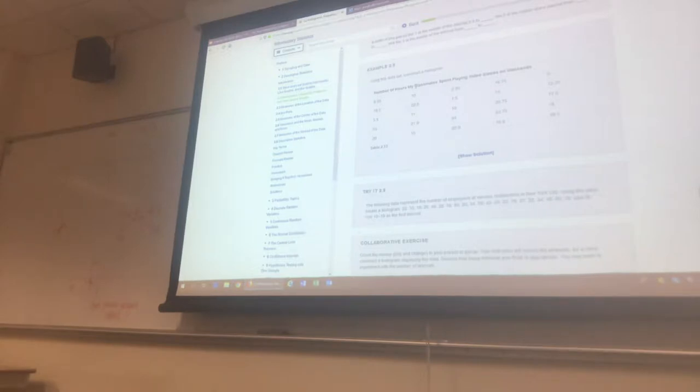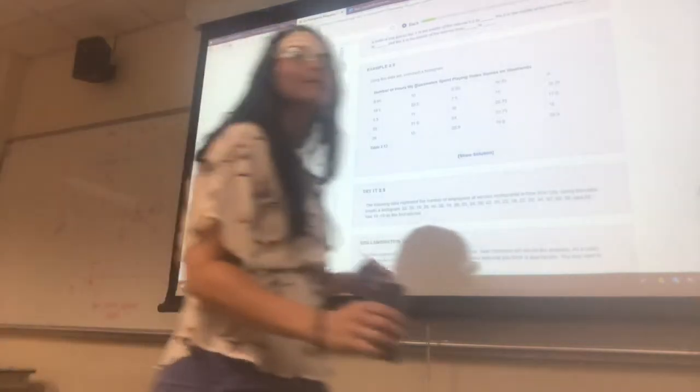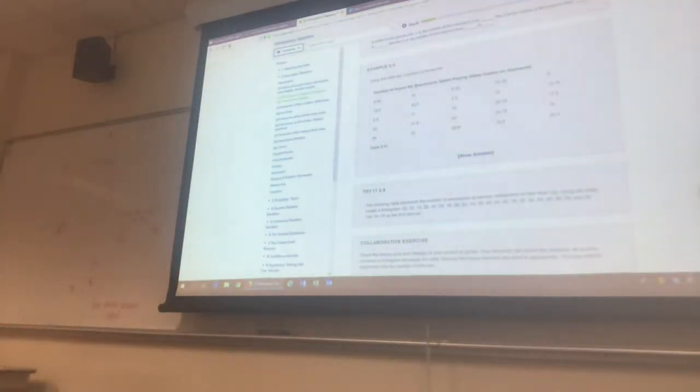Is 7.5 also the upper real limit of 7? Oh, I love it! Oh, so it could be 7, because it's the upper real limit of 7. So what do we do with 7.5, you guys? Either or? Well, you could, but you can't do both, because then you doubled your data.